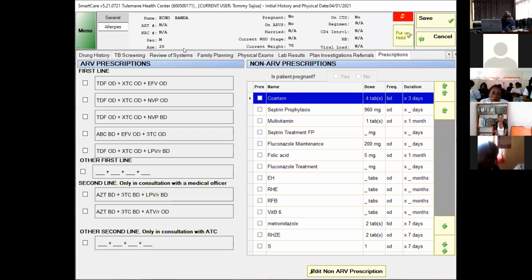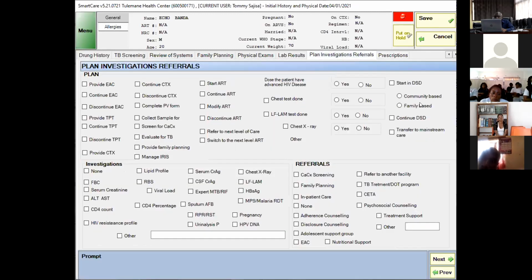On the plan, I just wanted to find out. It says start DSD, and one of the models put there are family and community. I want to find out if it's family or it should be facility. If it should be facility and community, will it be okay to have a drop-down menu that will give us the type of models that are there under facility and under community model? Thank you.